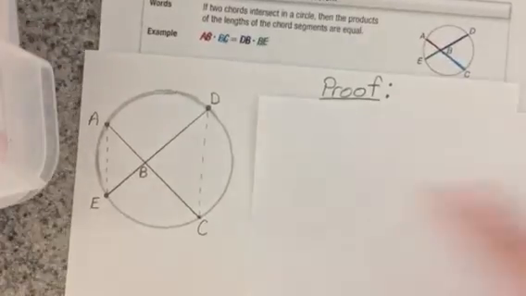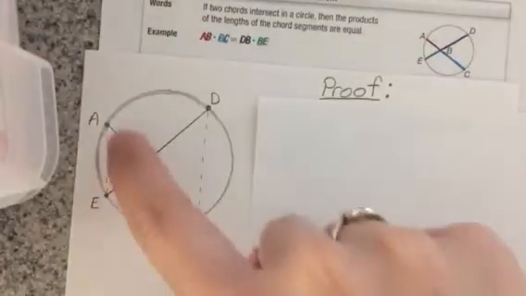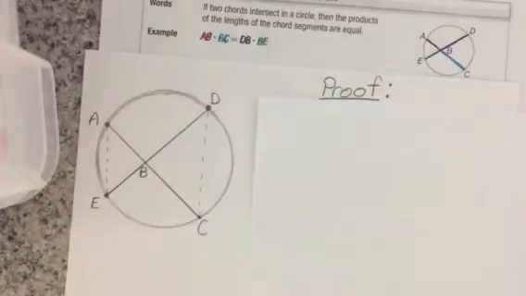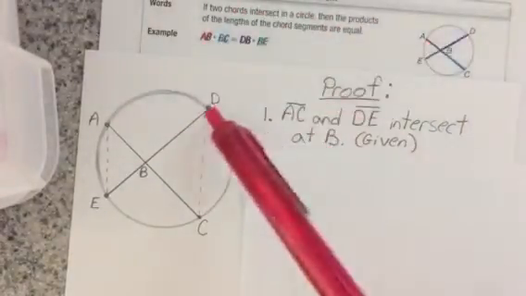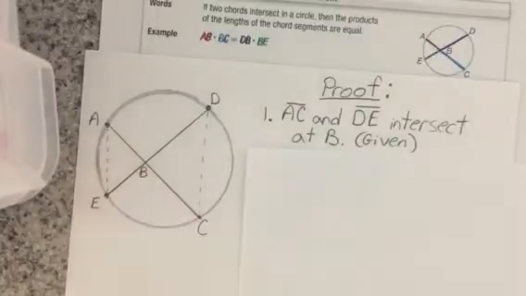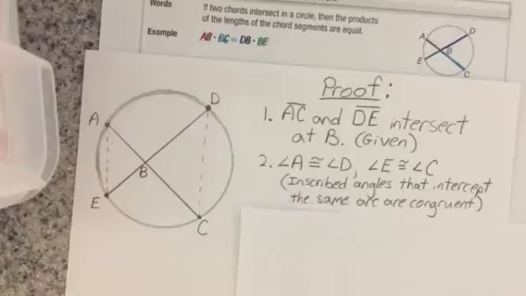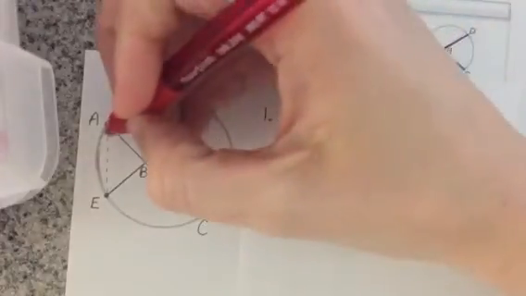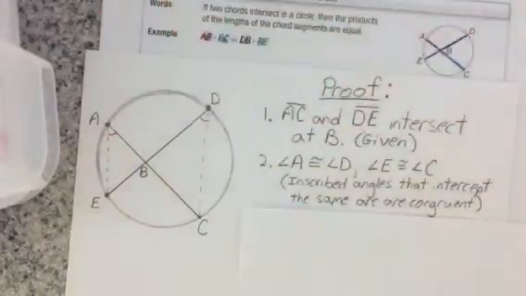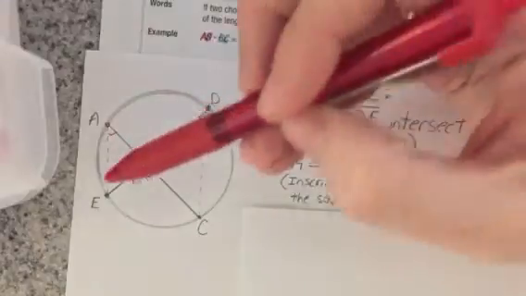All right, so here's my picture. I'm going to prove that this times this equals that times that. Now, I started with a given statement. From my picture, I can say that AC and DE intersect at point B because that's given to me. I drew that picture. Step 2 here. I said that angle A has to be congruent to angle D. So I can mark those.